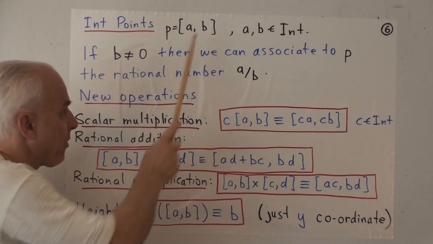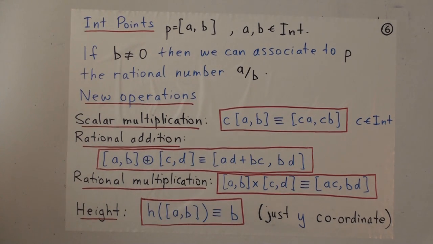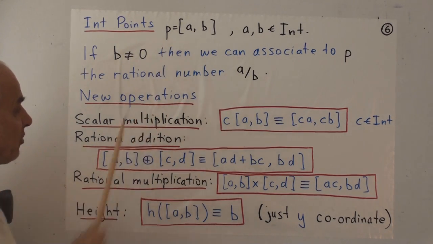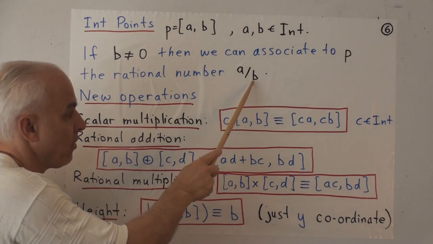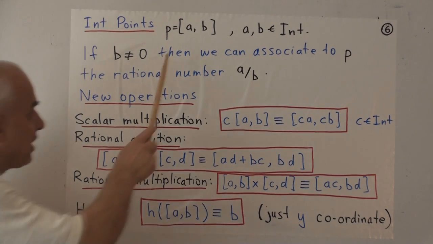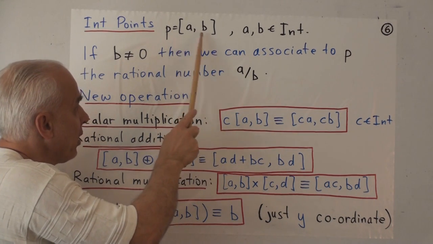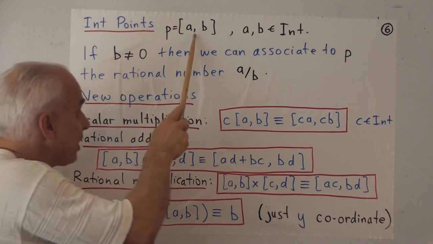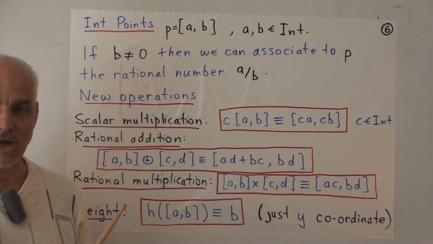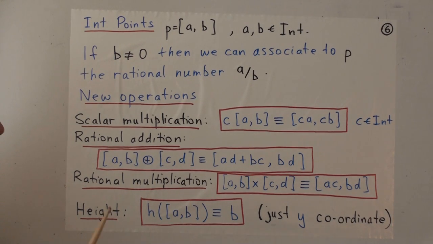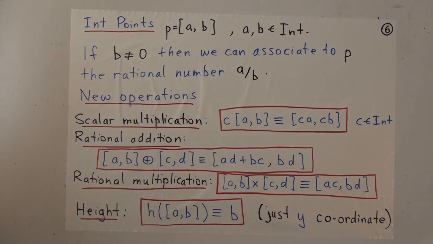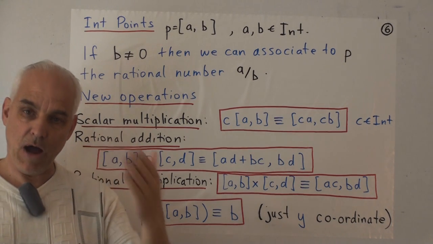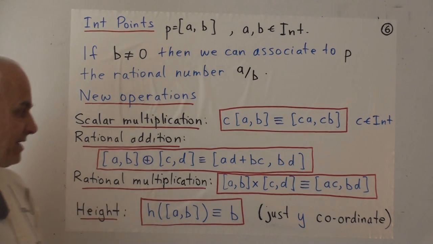Now, if the second number is not equal to 0, then we can associate to this integral point, call it P, a rational number, the rational number a over b. So given an integral point where the second coordinate is not 0, we can associate to it a rational number. Okay, so there's a natural connection here, which we're going to use later on. But now let's just stick with these integral points, and we're going to define some new operations. We're going to define some new ideas.